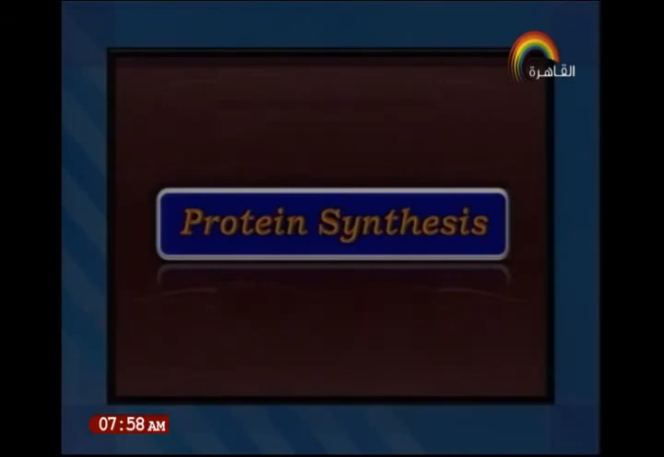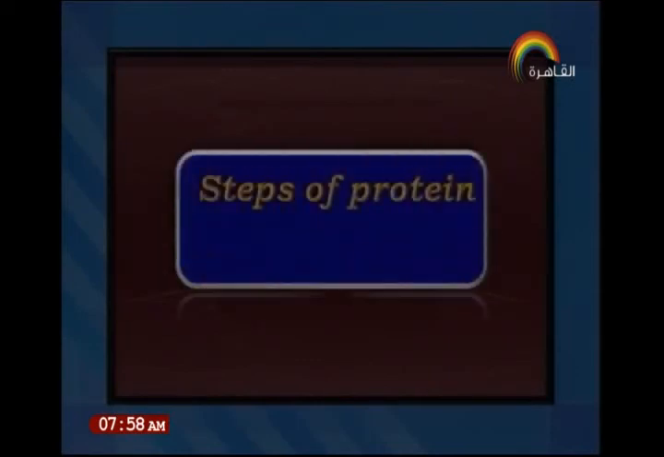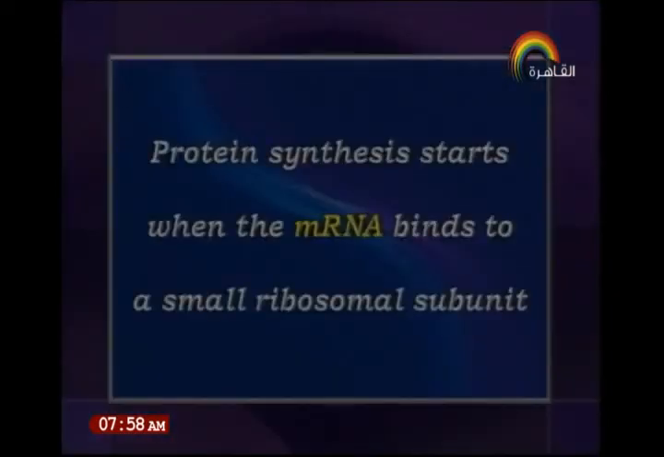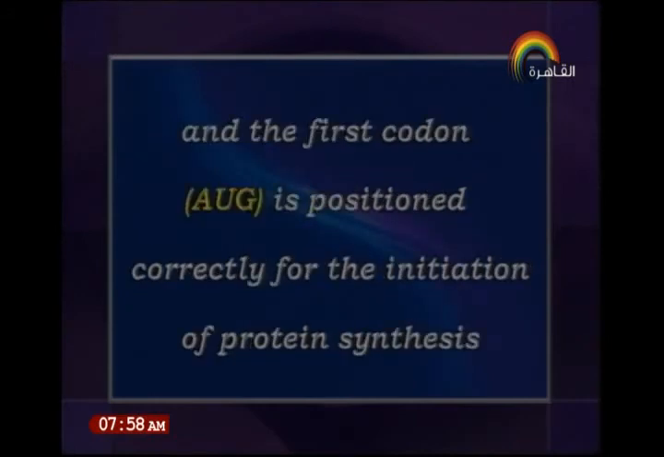So, this is the time to know the steps of protein synthesis. Number 1, protein synthesis starts when the messenger RNA binds to a small ribosomal subunit. Do you remember? In the ribosome, the binding site. This codon AUG is positioned correctly for the initiation of protein synthesis.